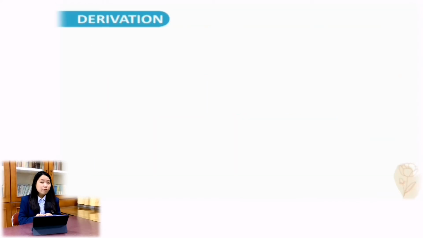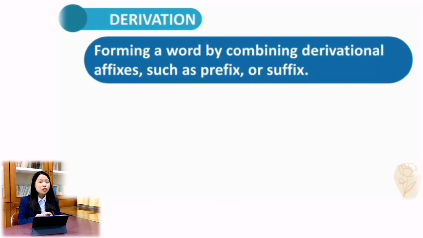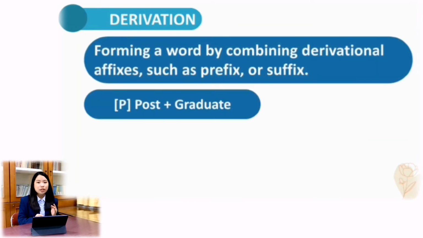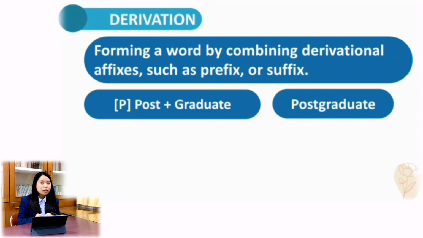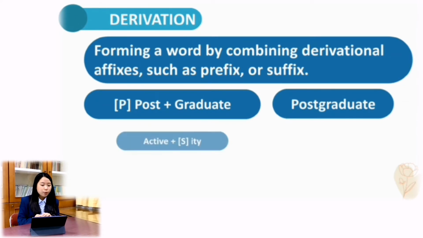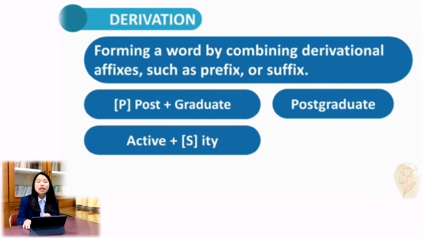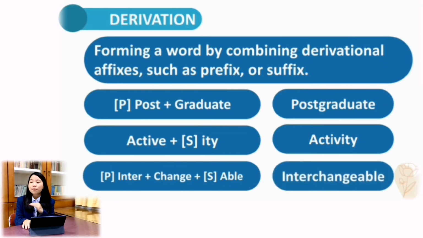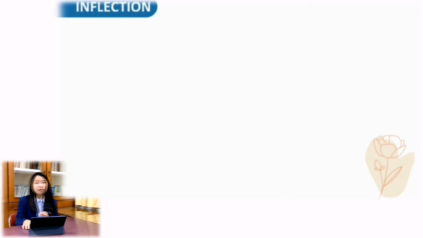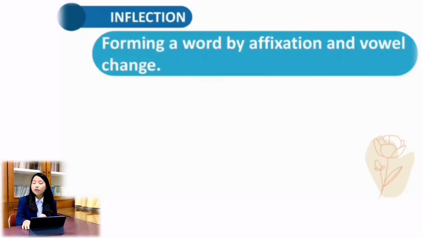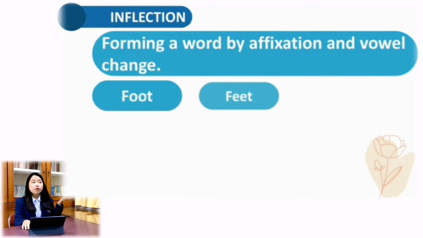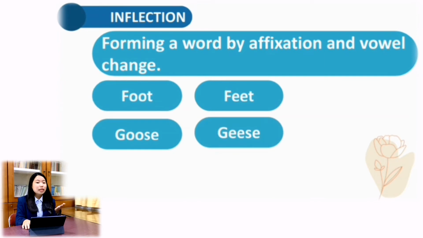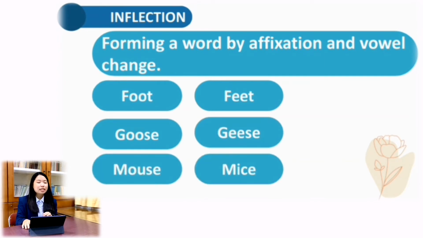The next is derivation, forming a word by derivational affixes such as prefix and suffix. For example, prefix post plus graduate becomes postgraduate, active plus suffix ity becomes activity, and then interchangeable: prefix inter plus change plus suffix able becomes interchangeable. And then the next is inflection. Inflection is forming a word by affixation and vowel change. For example, foot, feet; goose, geese; mouse, mice.